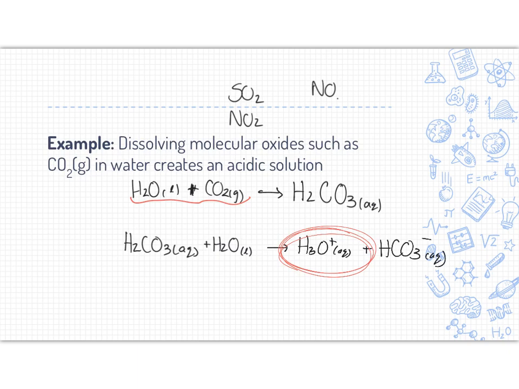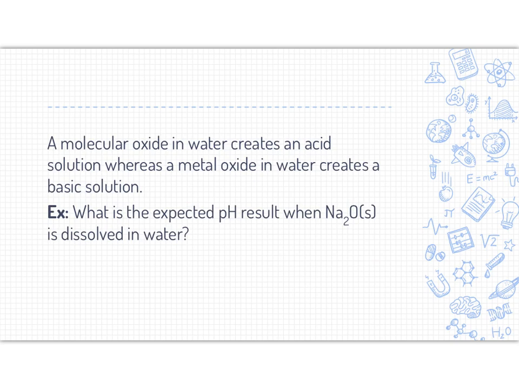The trick with a molecular oxide is that the first reaction is a formation, if you will. And then we need to use the modified Arrhenius theory. Again, you must show that an H3O+ or an OH- is produced before you can say that something is acidic or basic in water. So we know a molecular oxide in water creates an acidic solution, whereas a metal oxide in water creates a basic solution. So let's show this.